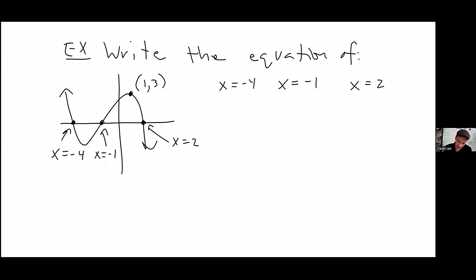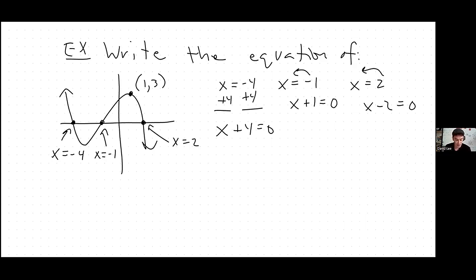Now, go to your first equation and then add the 4 to the other side. So it would say x plus 4 equals 0. Add the 1 over to the other side. It would say x plus 1 equals 0. And then subtract the 2 to the other side. It would say x minus 2 equals 0. And then I can use some red parentheses to put parentheses around these factors. We have created factors. So what you want to do now is write all of these factors side by side.